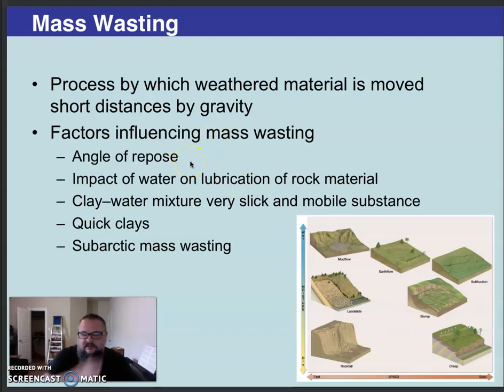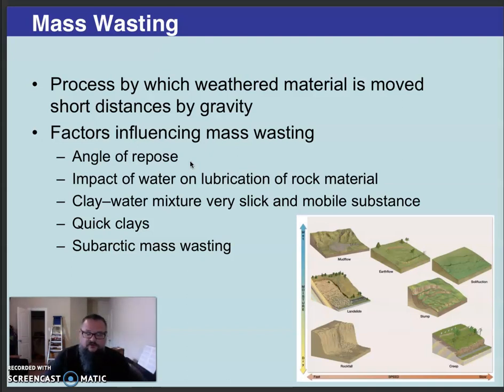Remember, that's just that angle at which I look like I'm doing a karate chop. It's just that angle at which a material can stay at rest, and different materials have different angles of repose. We talked about sand last time. Think about something like gravel. Can you stack up gravel at a higher pitch than you could with sand? Yeah, of course you could.